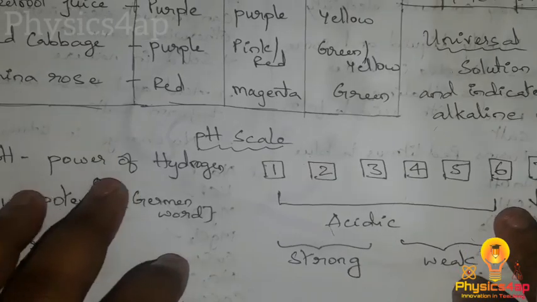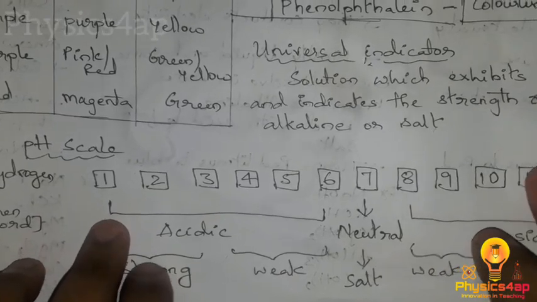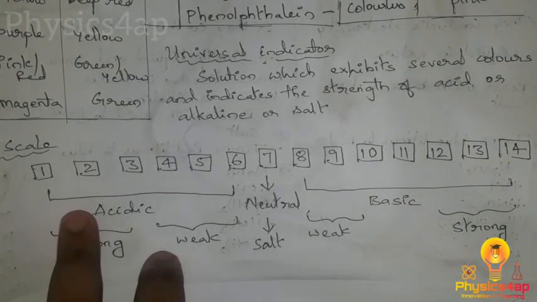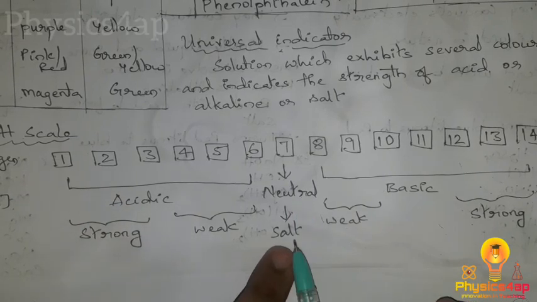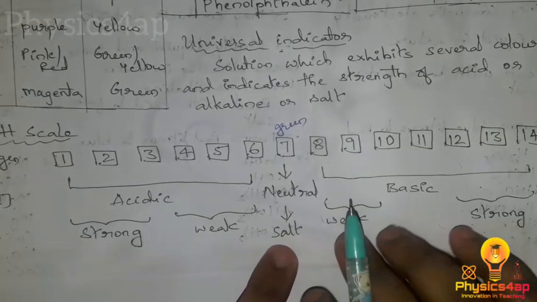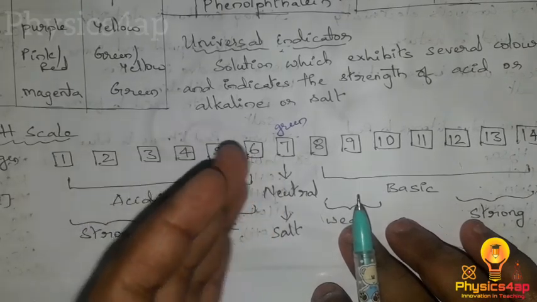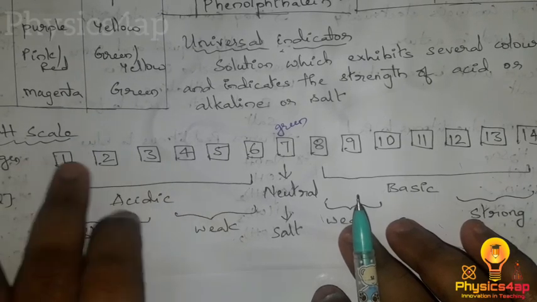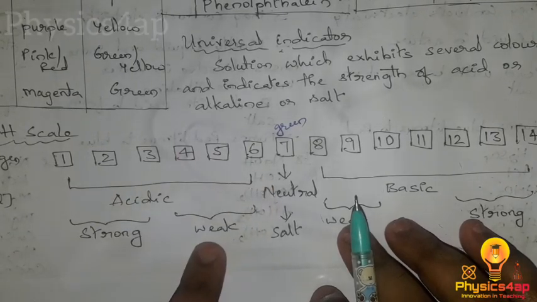By using the pH scale we can say the strength of an acid, whether it is strong or weak. The pH scale starts from the value 1 to 14. The 7 indicates neutral, which is the salt, and which is green in color. And coming to less than 7, that is 6, 5, 4, 3, 2, 1, all these are called acidic. Nearly 1, 2, 3 are called strong acids, and 4, 5, 6 are called weak acids.